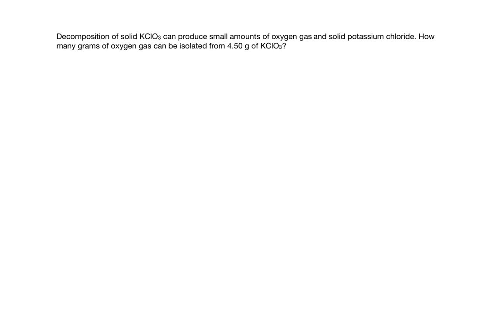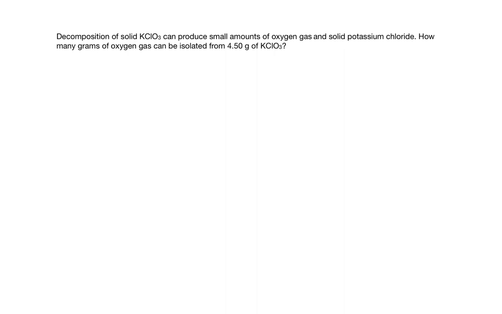In this question, it says the decomposition of solid KClO3 can produce small amounts of oxygen gas and solid potassium chloride. How many grams of oxygen gas can be isolated from 4.50 grams of KClO3? So the first thing we need is a balanced chemical equation.